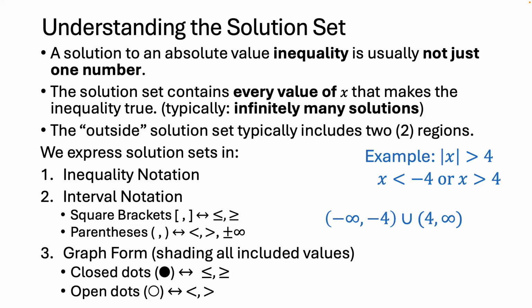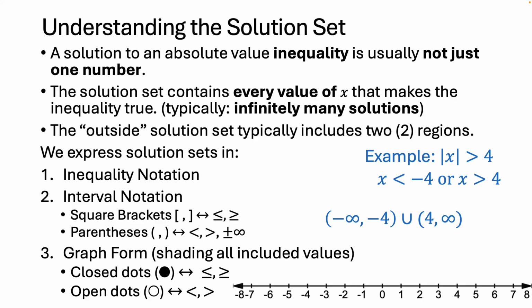Notice that both negative 4 and 4 have round parentheses. That's from the strict inequalities. Positive and negative infinity always get round parentheses. If we wanted to graph this on a number line, we would start by plotting an open dot at negative 4 and then shading where the x values are less than negative 4. This would be to the left. For the other piece of our solution set, we would use an open dot at 4 because of the strict inequality, and then we would shade values of x that are greater than 4. So we would shade values to the right of 4 on the number line.